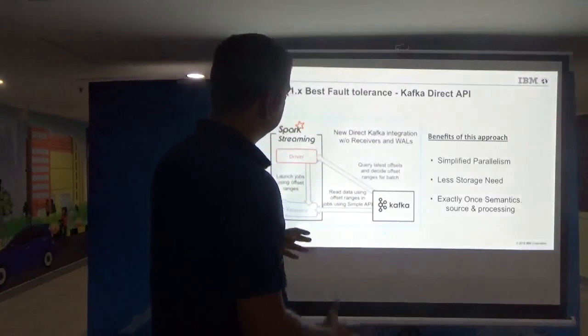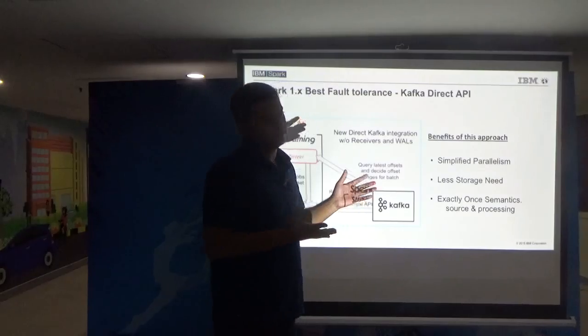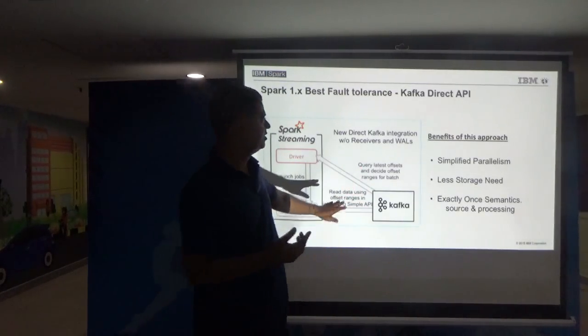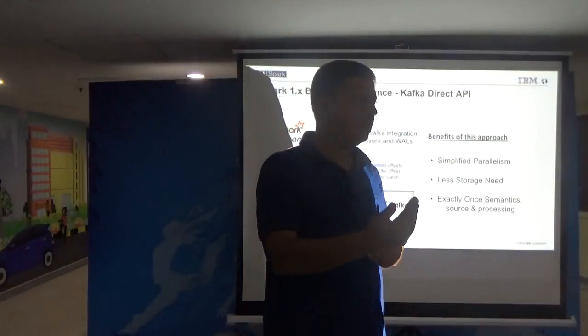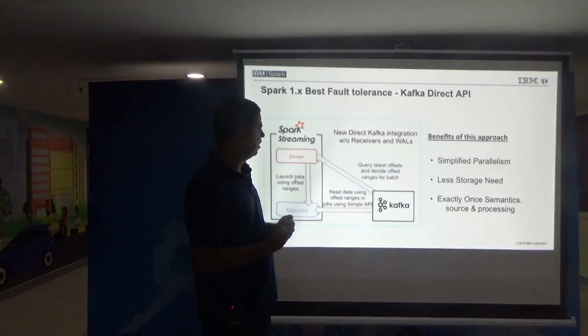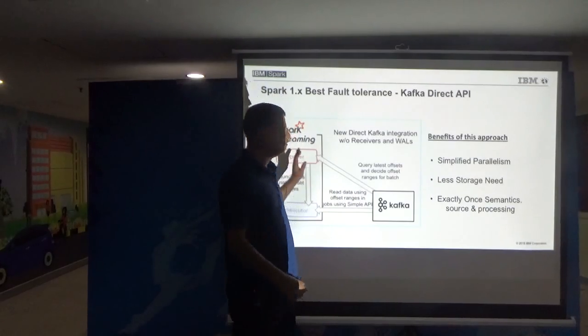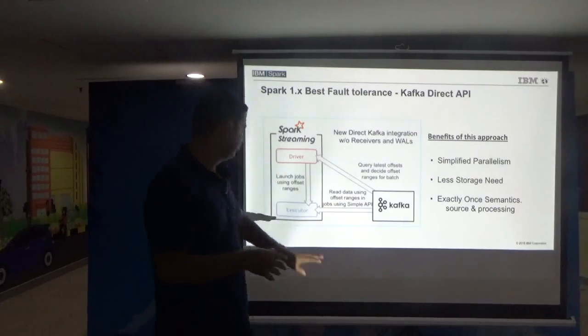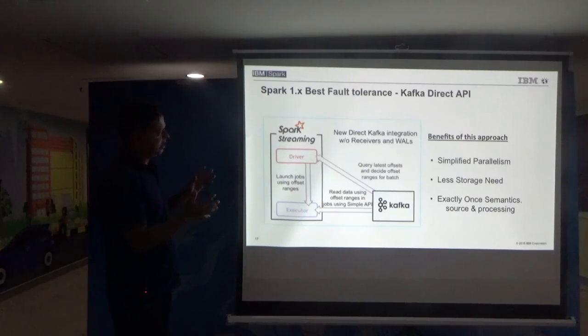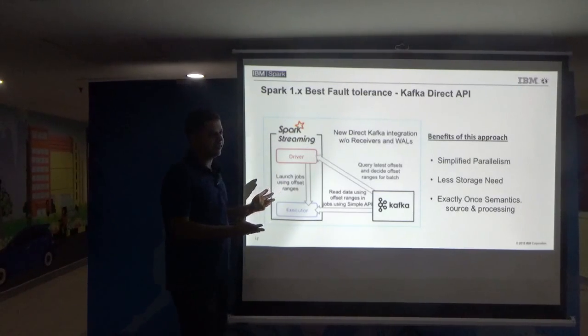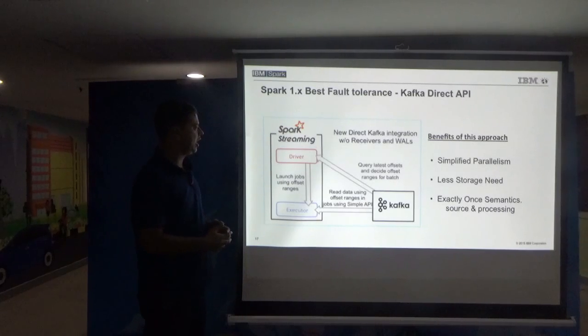In Spark 1.x, the best fault tolerance that you could have was the direct Kafka API. You had Kafka as a source and Kafka could replay, and therefore you had very good exactly once for source and exactly once for processing. The sink, of course, was not handled. I believe this model has been taken and now extended to structured streaming. So what happened there?